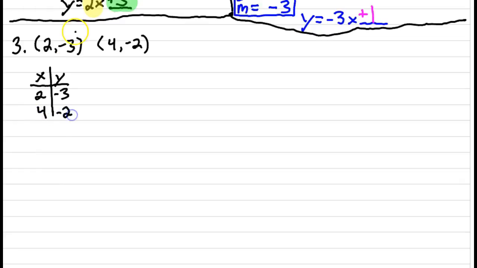From -3 to -2, I have to go up 1. So -3 plus 1 is -2. To go from 2 to 4, I have to add 2. So remember, the y is on top, x is on the bottom, so I have my m equal to 1/2.